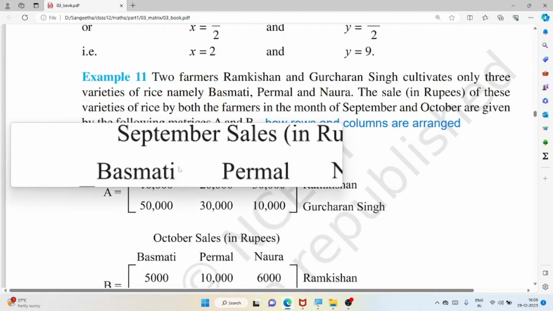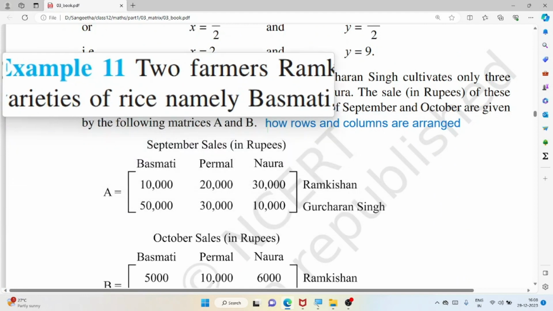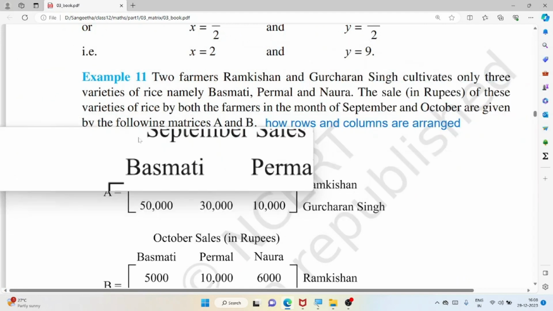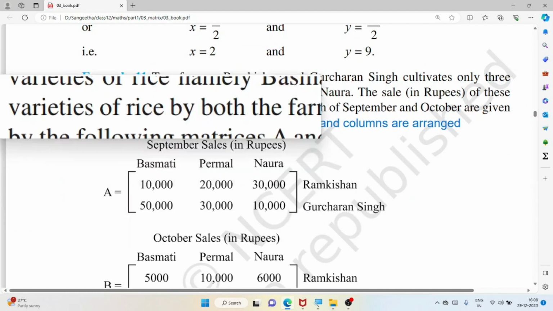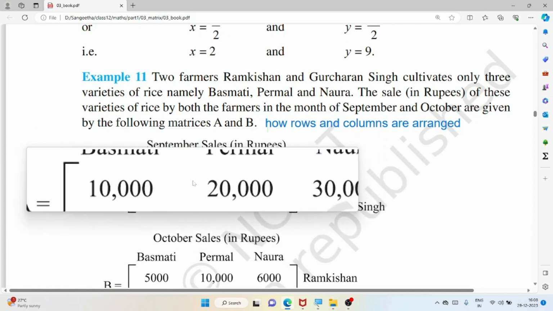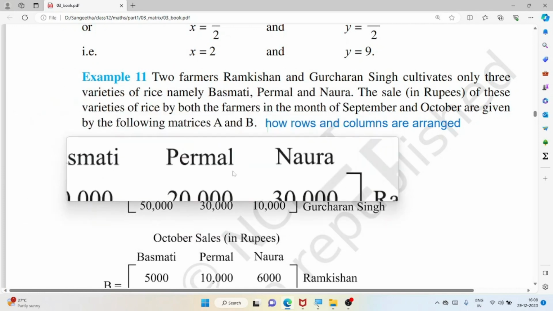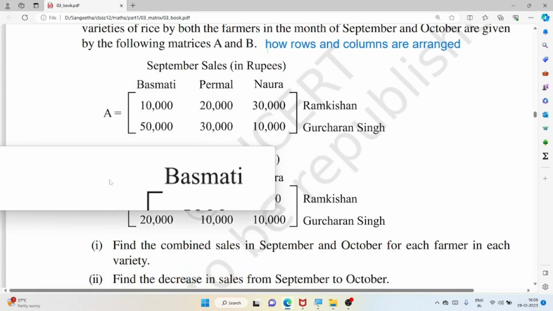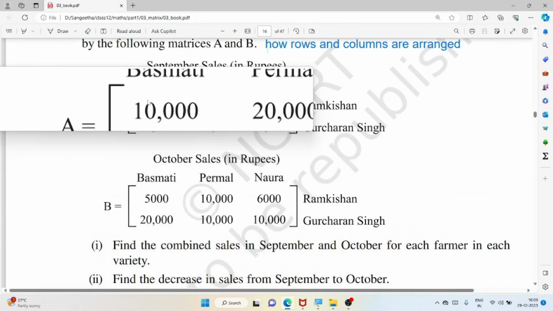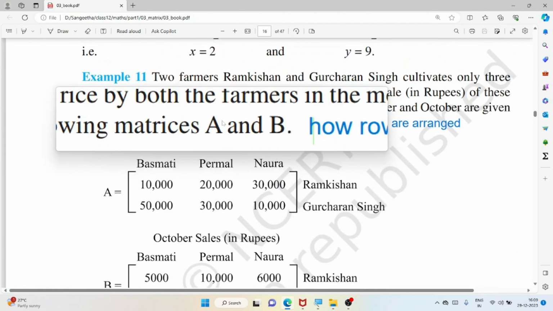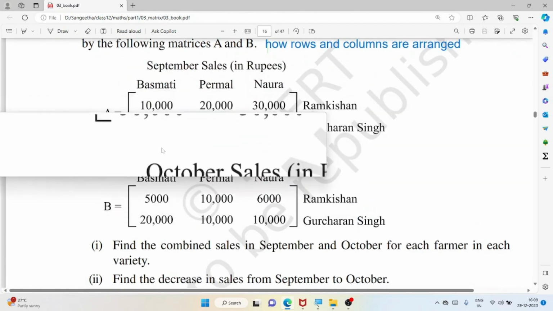See, these are real world problems. Two farmers, Ramakrishna and Gurucharan Singh, cultivate only three varieties. See how you are going to organize this data. Mostly these are practical examples. So you should read how they organized the data for these farmers and for this rice variety. How the given data is organized in a matrix form, you should go through it.